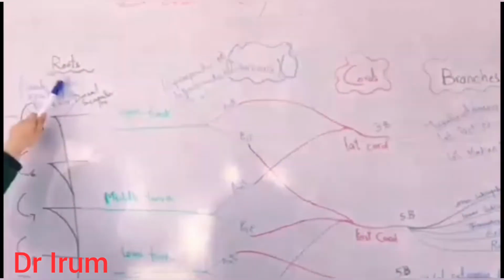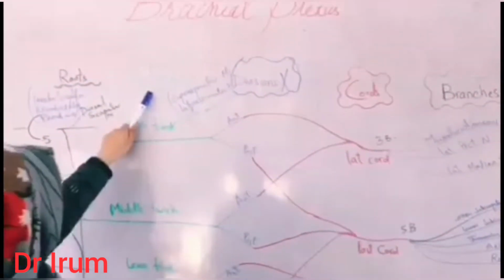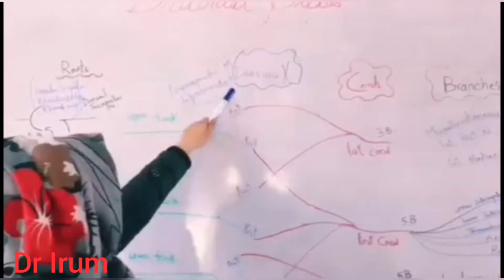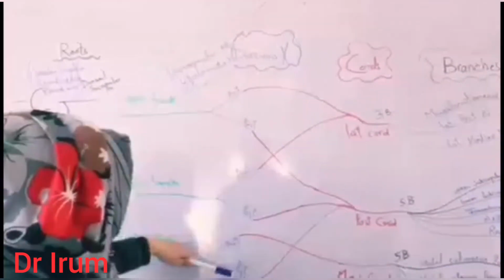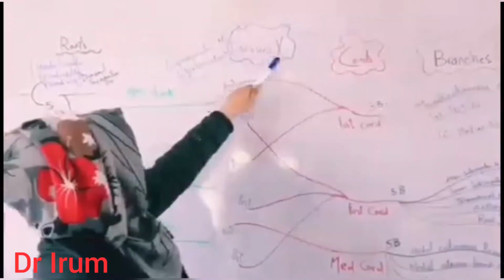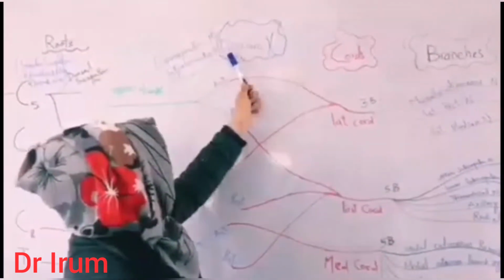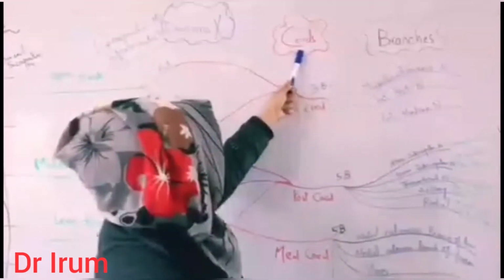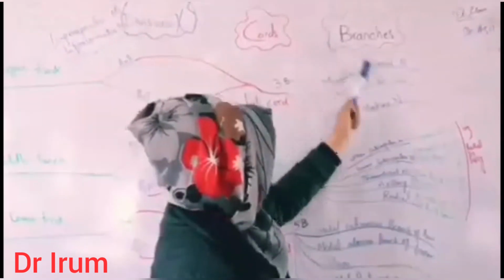Roots then combine to form the trunks. Then these divide into anterior and posterior divisions, but no nerve arises from the divisions. Then these combine to form the cords, and these are divided into the branches.